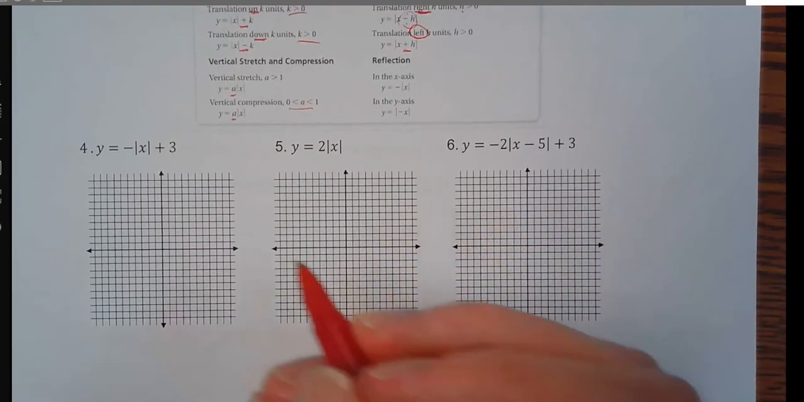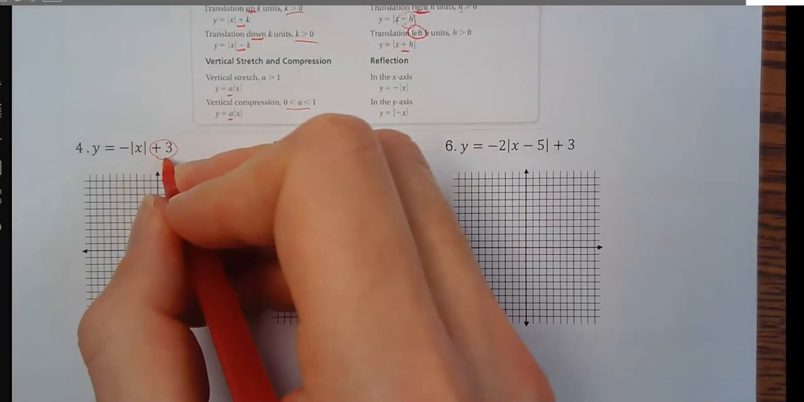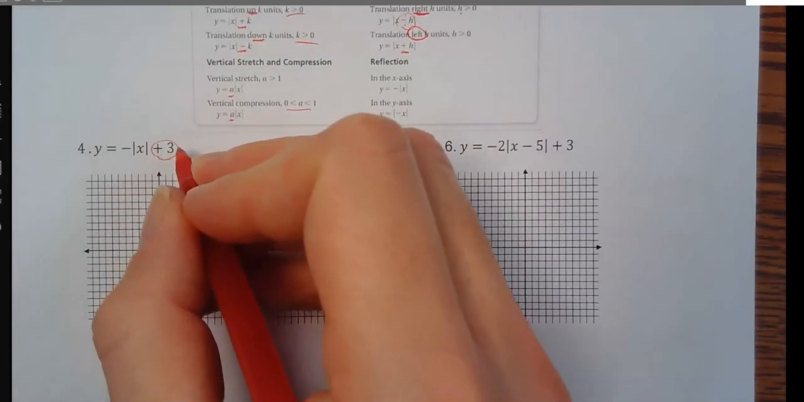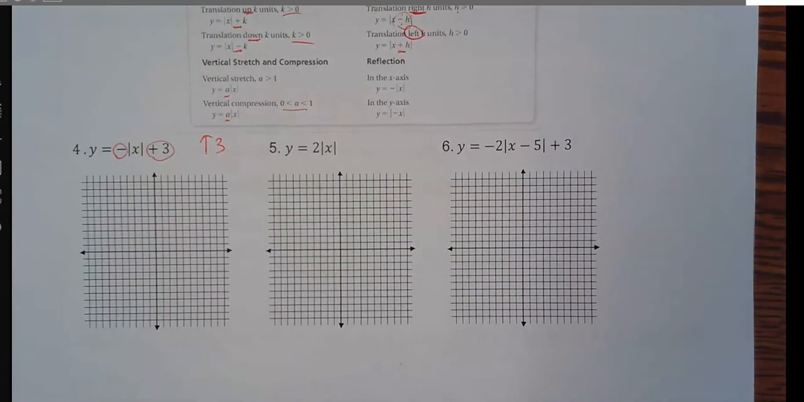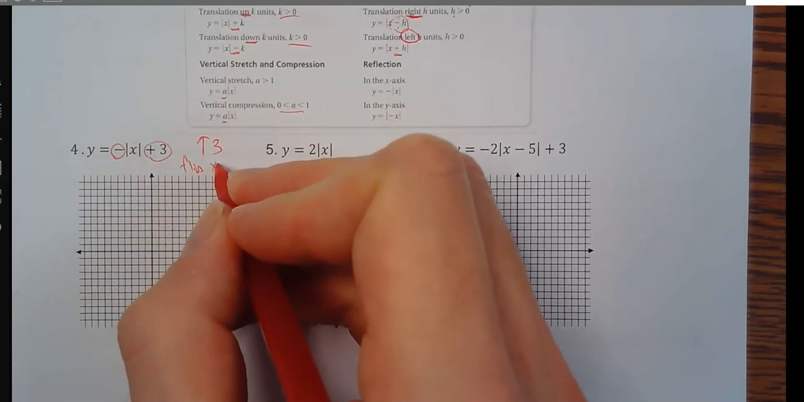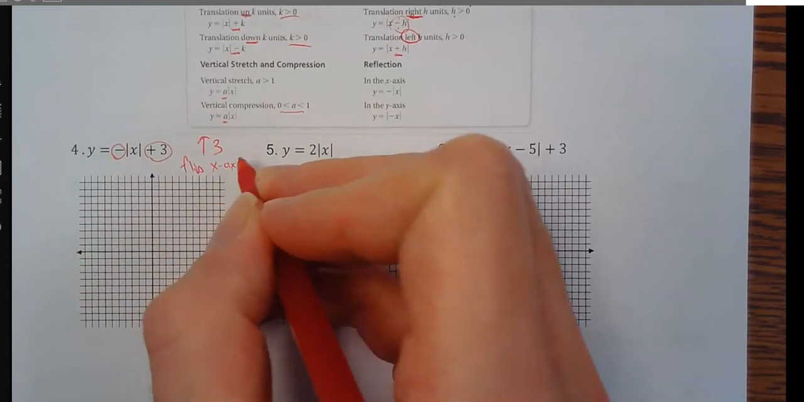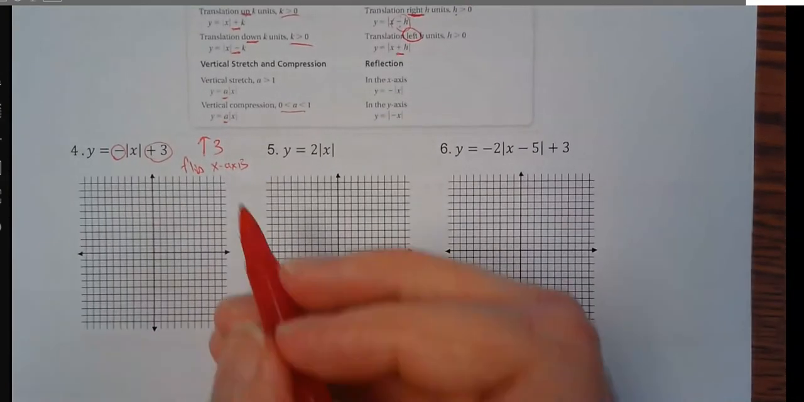So first off on this one, I see +3 on the outside. Again, if it's on the outside, it's up and down, so that is an up 3. And I see a negative, which means it's going to flip. So flip, and it's on the outside, so that's about the x-axis. That's going to flip it this way over. Okay, so move that first.